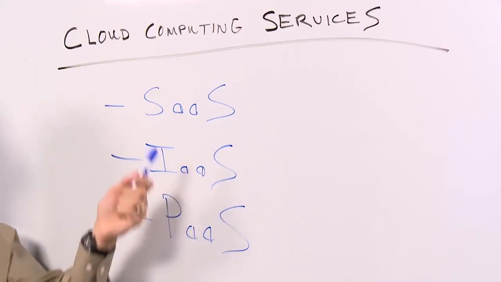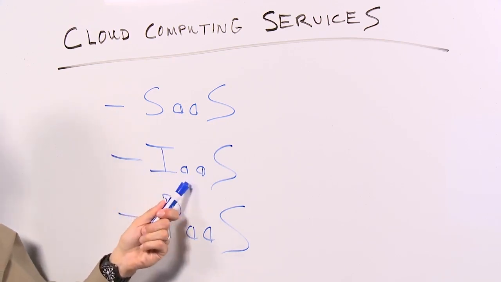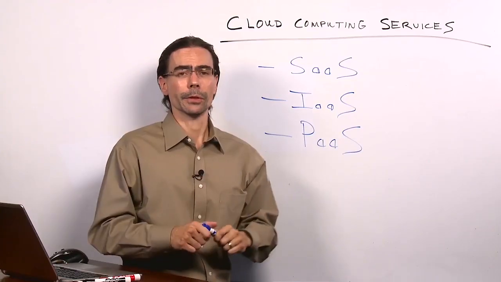So there's your 3 types: software as a service, or SaaS, infrastructure as a service, or IaaS, and platform as a service, PaaS. And that's it for this sublesson.